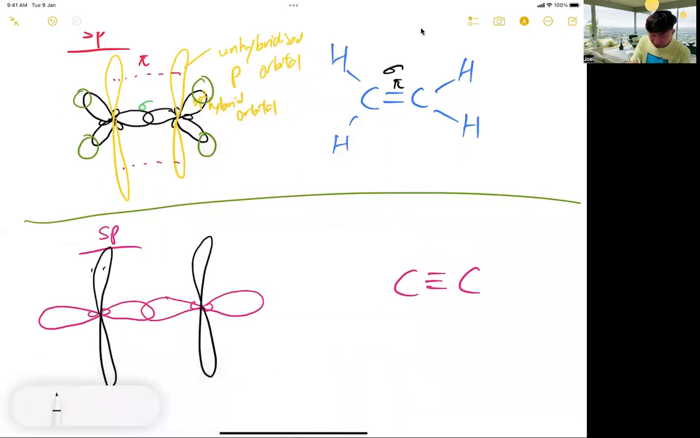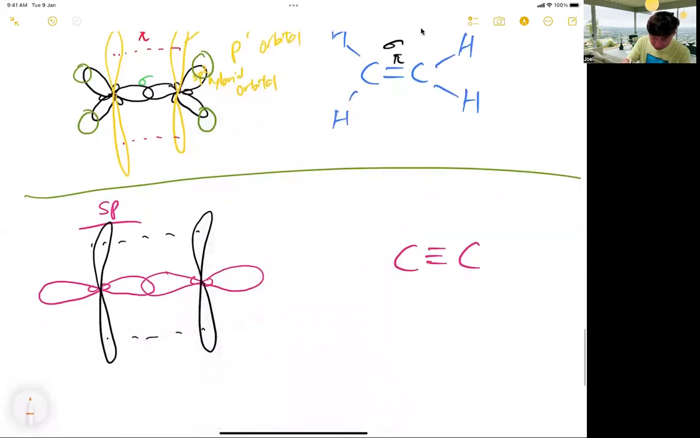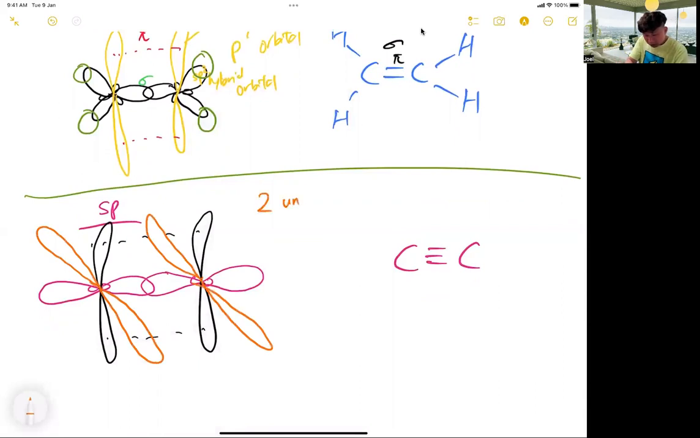Okay, then this one I form the pi first. Lucky I use different colors. Also in the exam, because you only have blue pen or black pen, so you need to properly draw. So there are 2 unhybridized p orbitals, right? To side on overlap. So therefore 1 sigma bond, 2 pi bonds.